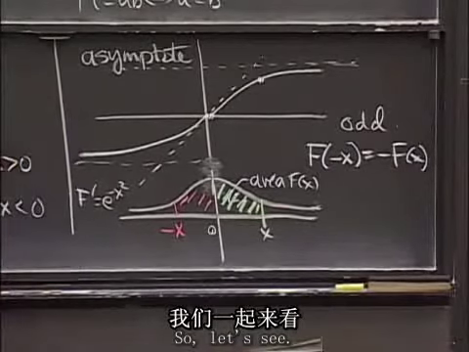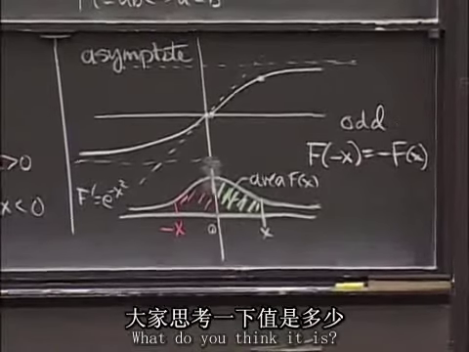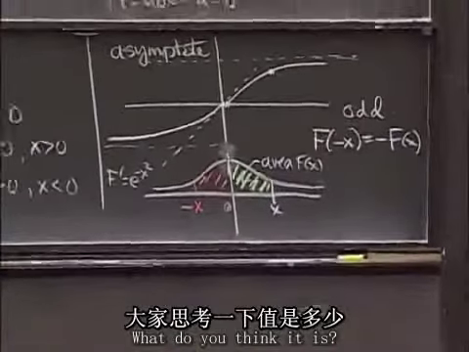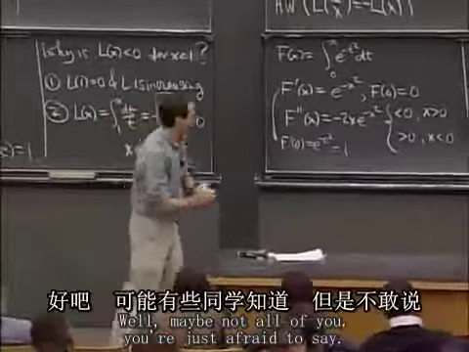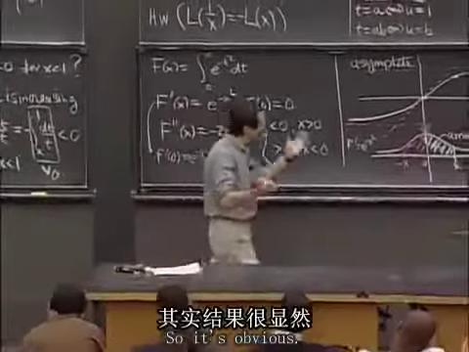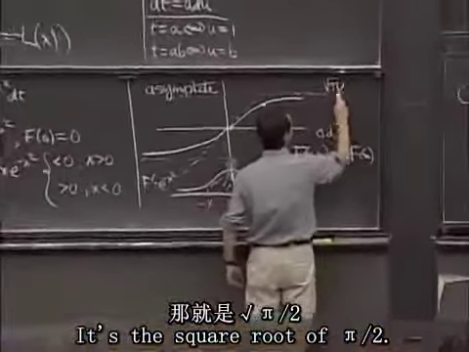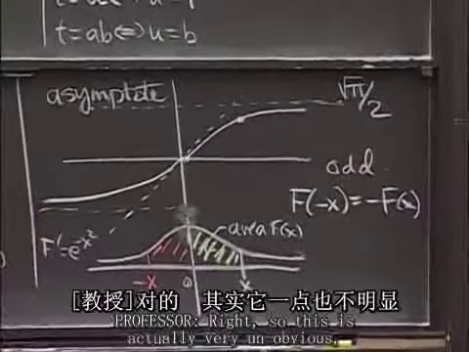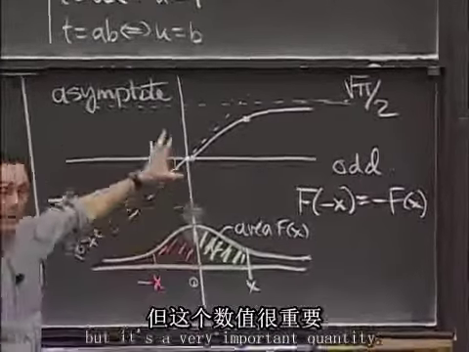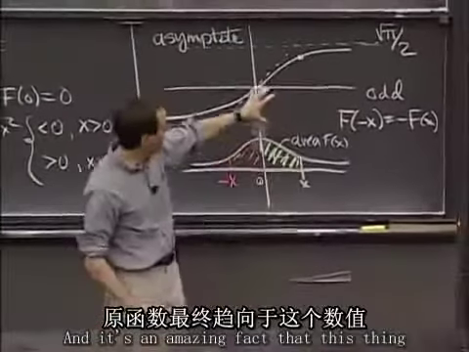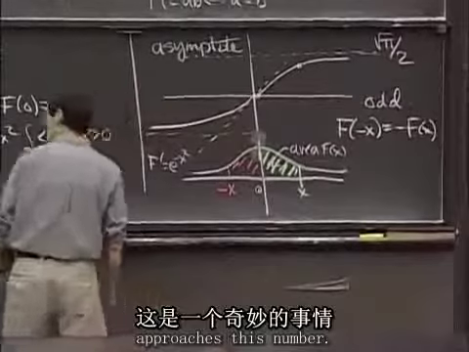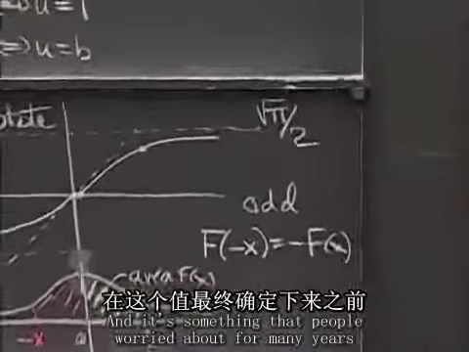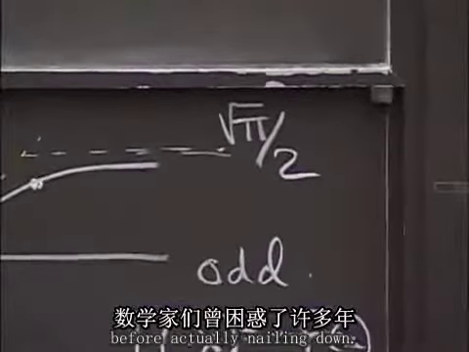So let's see. What do you think it is? You're all clueless. Well, maybe not all of you. You're just afraid to say. So it's obvious. It's square root of pi over 2. That was right on the tip of your tongue, wasn't it? Right. So this is actually very unobvious, but it's a very important quantity. And it's an amazing fact that this thing approaches this number. And it's something that people worried about for many years before actually nailing down.